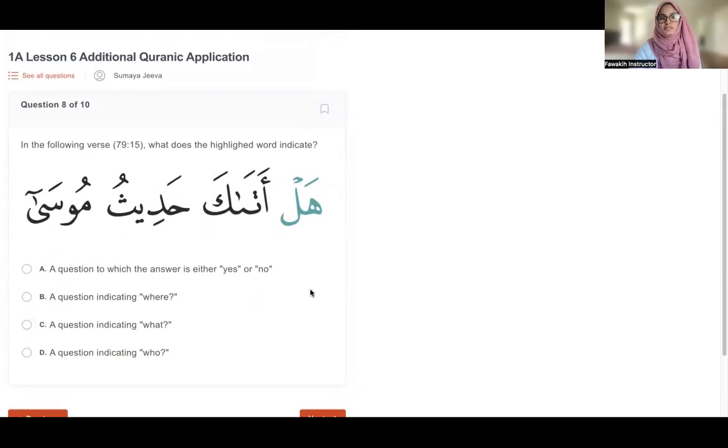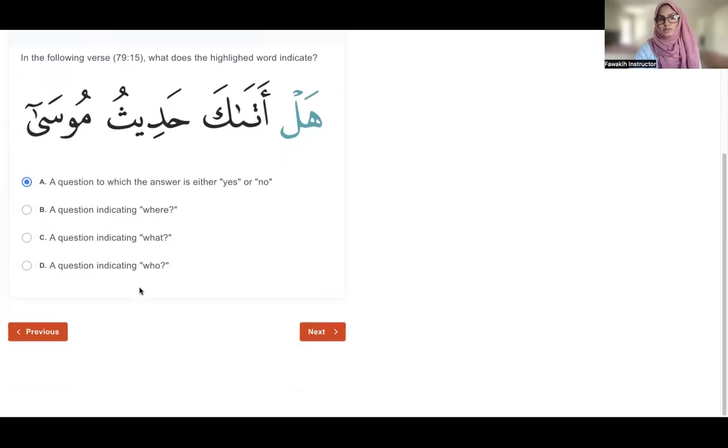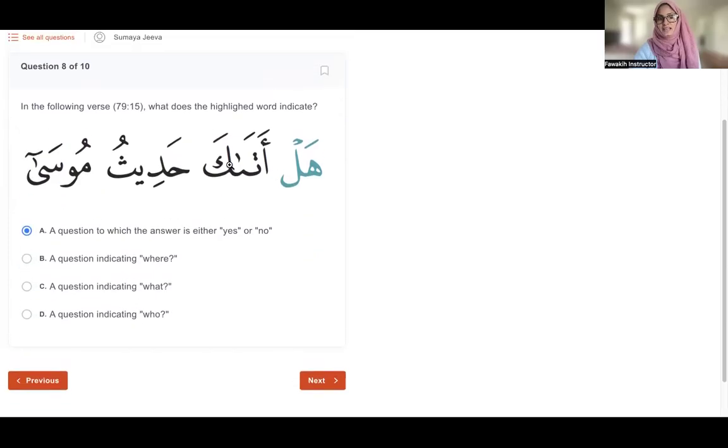In the following verse, what does the highlighted word indicate? هل أتاك حديث موسى? A. Yep, we know that means it's a question. Do you know what it means? هل أتاك, again, attached pronoun. Has the hadith of Musa, Prophet Musa, come to you? Ataka.